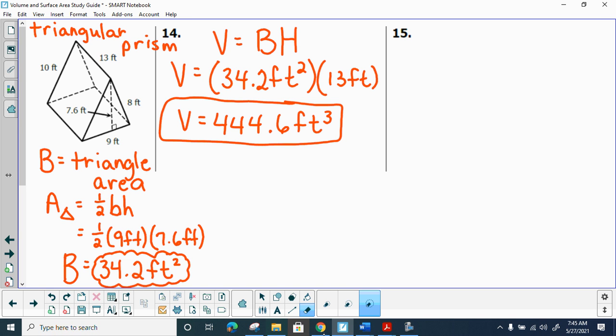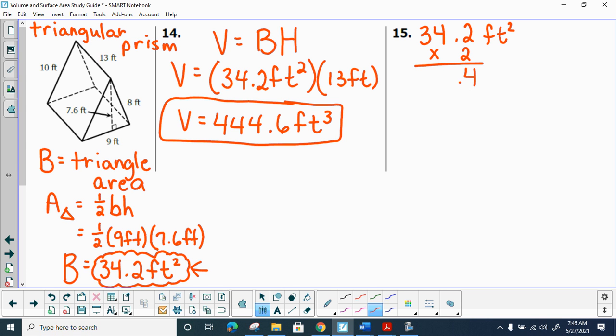We have 2 of the triangles. All right, well, we already know one triangle area. We already figured it out. So one triangle is 34.2 feet squared, and we've got 2 of those. So the surface area of the 2 triangles, 68.4 square feet.